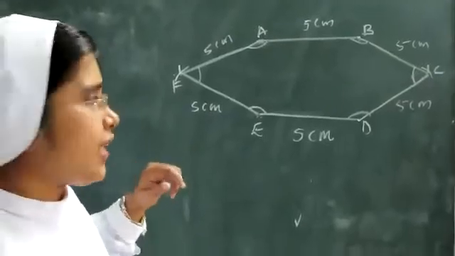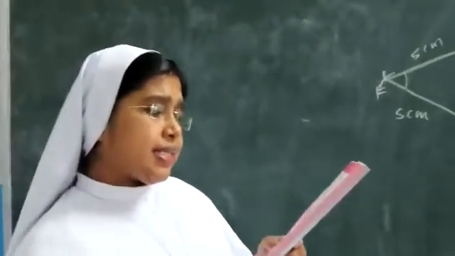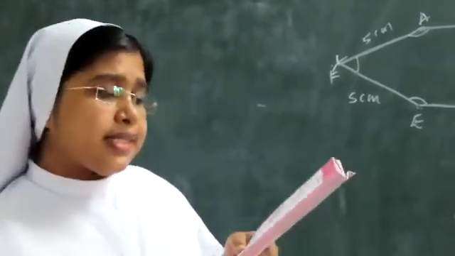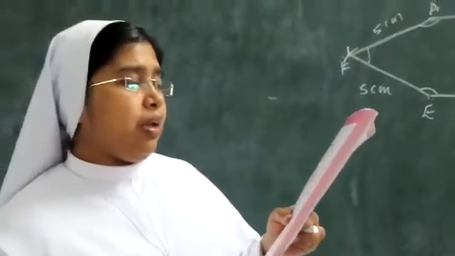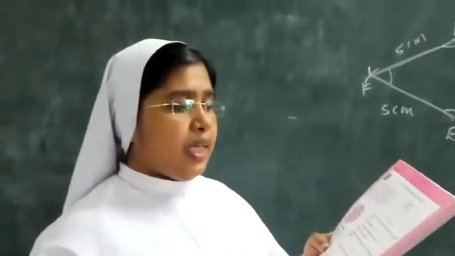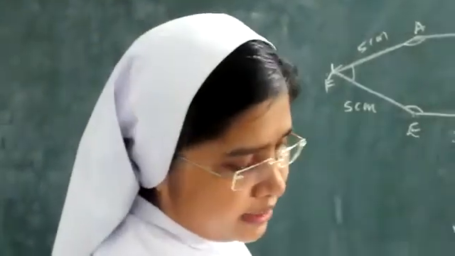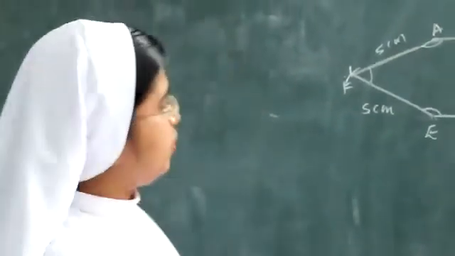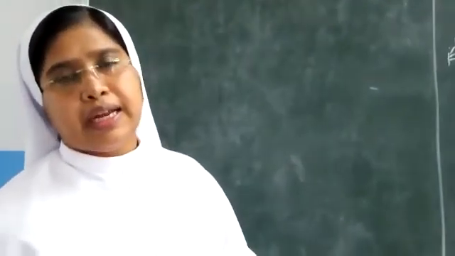Alright, now we have the second question. Second question, draw a hexagon of equal angles and unequal sides. Equal angles and unequal sides. So here also we know that a hexagon has how many sides? 6 sides. So first of all we should know the sum of the angles of a hexagon. How much is the sum of the angles of a hexagon?